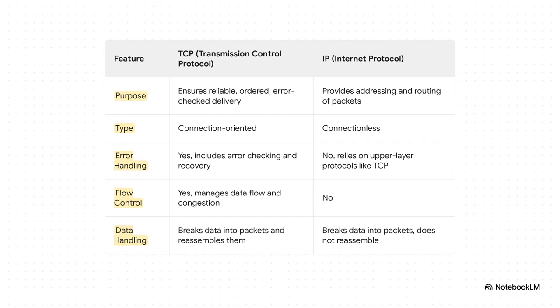Look at the type row. IP is connectionless. That means it just slaps an address on a packet and fires it off. It doesn't worry about errors or whether it arrives. That's TCP's job. TCP is connection-oriented. It establishes a formal connection, it manages the flow of data, it checks for errors, and it makes sure everything gets reassembled. So here's the bottom line. IP gets it there, TCP makes sure it gets there right.